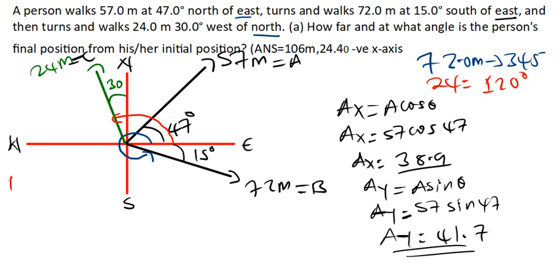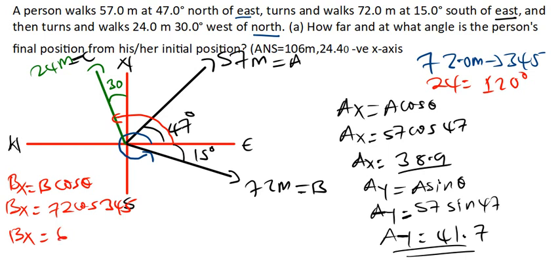So Bx will be equal to B cos theta. My B in this case is 72. The angle is 345. That's what we have said. So my Bx will be 72 cos 345. It's giving me 69.5. I'm done with the x component of B.